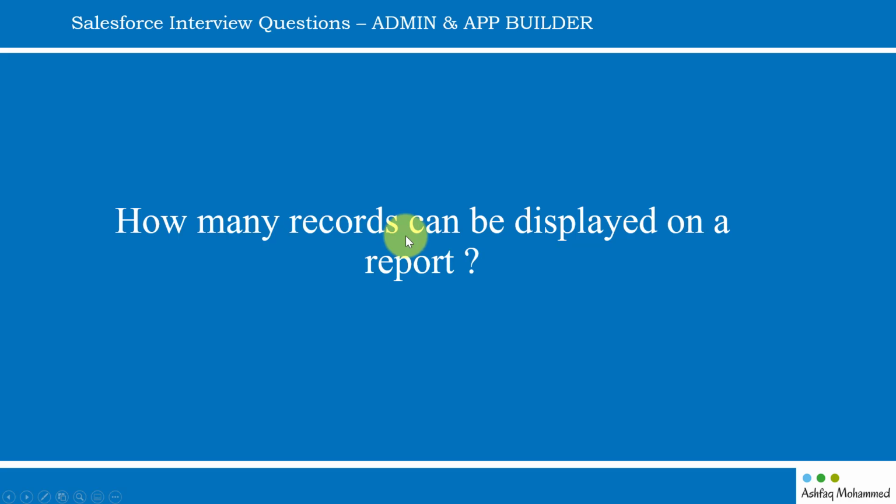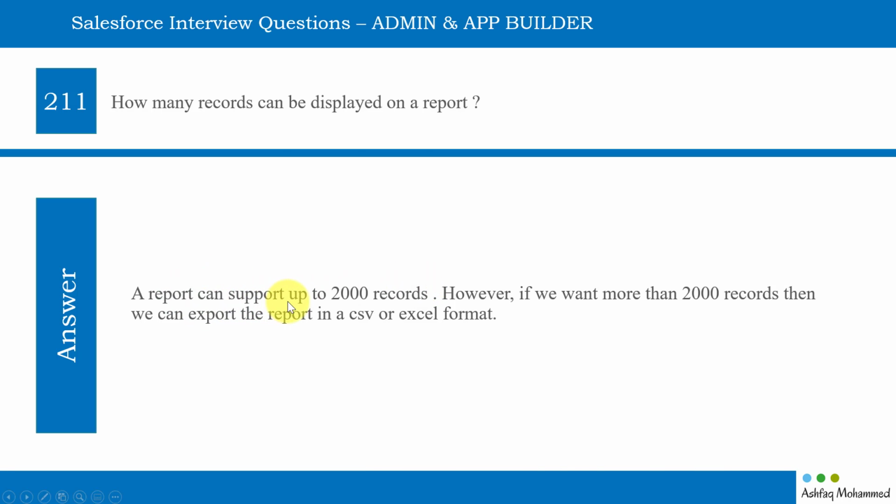Okay. How many records can be displayed on a report? This is a really good question. I think you can expect this question in an interview as well. A report can display up to 2,000 records, right? However, if we want more than 2,000 records, then we can export the report in CSV or Excel format. To see on the screen by scrolling, I can just see up to 2,000 records. But if you want more than that, we should export this into a CSV and then do whatever you want.